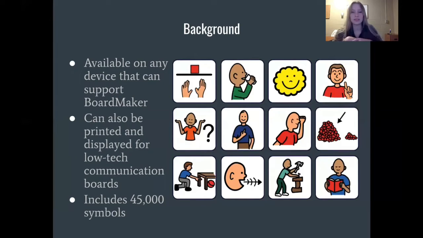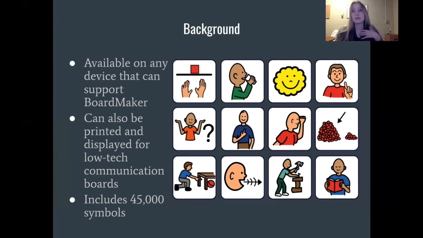One of the benefits of a PCS system is that it includes over 45,000 different symbols. So you really get a lot of variety and vocabulary within this system, which opens the door for a lot of conversation, a lot of learning, a lot of opportunity for these users to communicate in a way that they may not be able to with different systems, just because it really does have all that variety to offer.